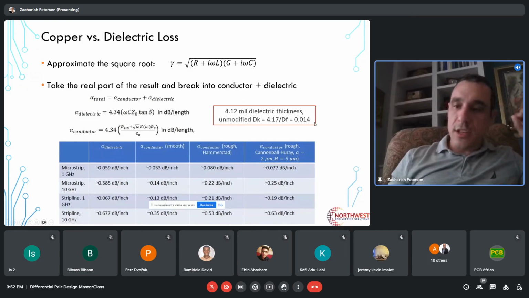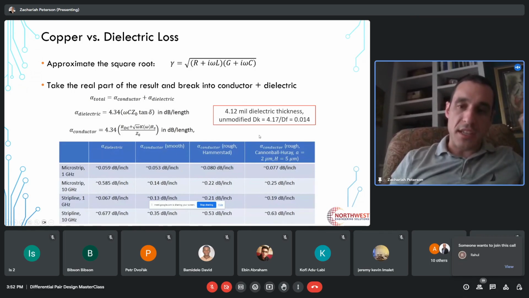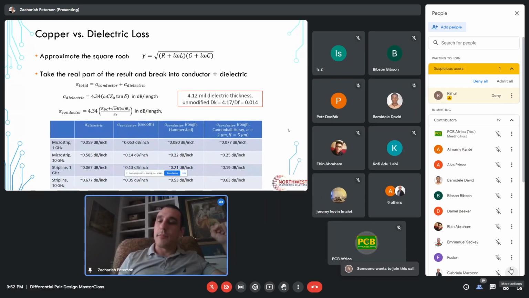So even if you just use a low loss dielectric, you will still have some copper roughness that you have to contend with in these interconnects. And eventually you'll have to make a transition to low profile copper.